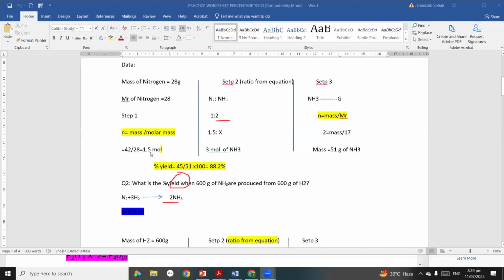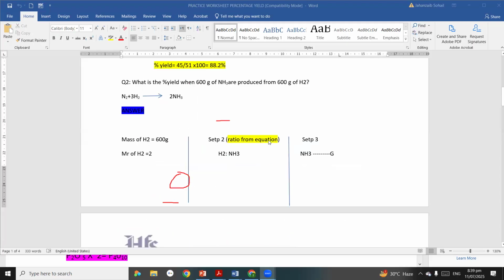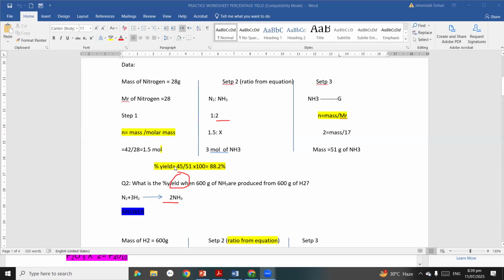So I have calculated the mole of nitrogen, and with the help of the mole of nitrogen, I calculated the mole of ammonia. And with the help of the mole of ammonia, I calculated the mass of ammonia. Is this procedure clear, beta? Are these steps clear? Yeah. Okay, then I have this mass. I will keep it over here in the formula. 45 is my actual yield.